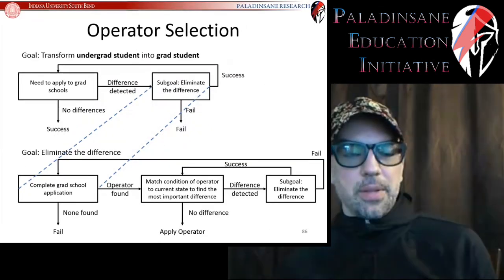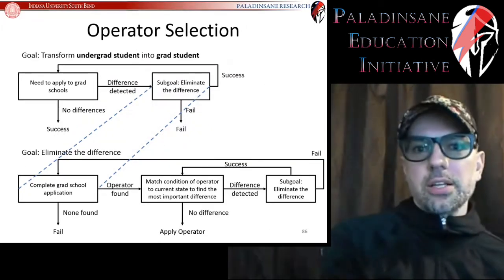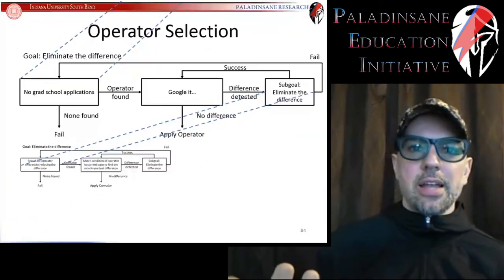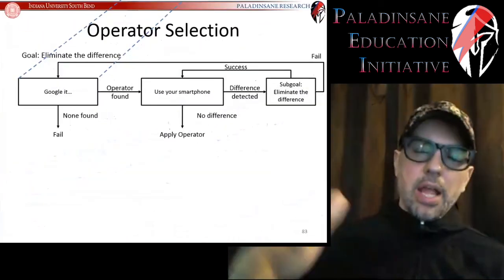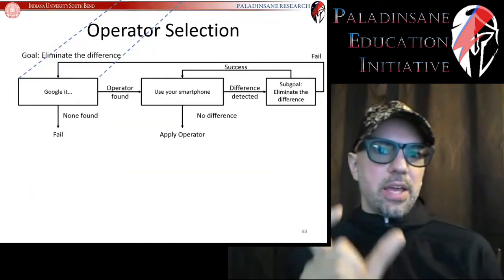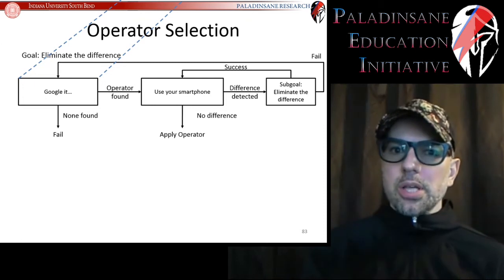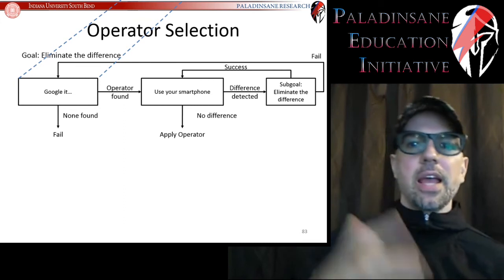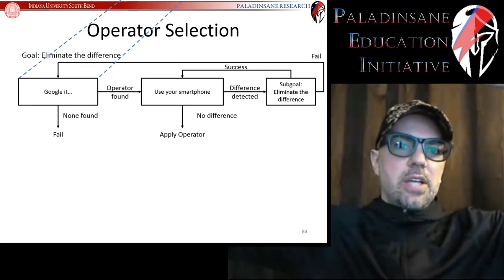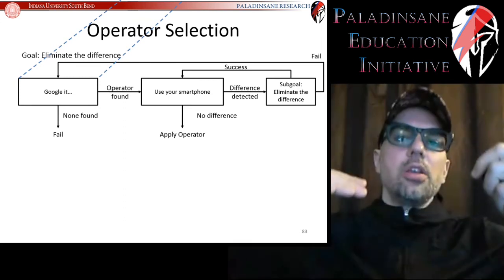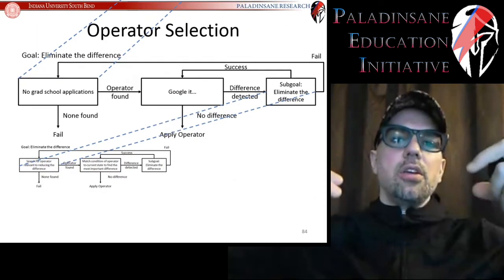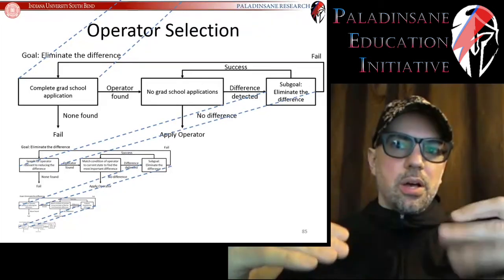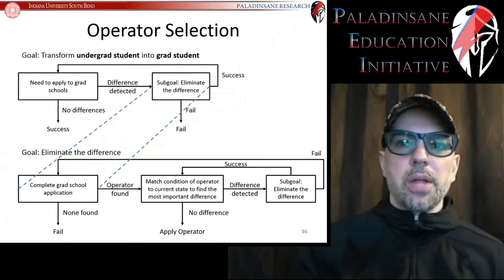Once you completed grad school applications, that gets you to applying to grad school. So you can see in this means-end analysis, you kept breaking down the goal, identifying the biggest difference until you came to a sub-goal that you could solve. Use your smartphone. That you can solve. And then again, that led you back up the entire chain, because once you got your smartphone, you could have Googled it. Once you can Google it, you can find grad school applications. Once you find grad school applications, you can complete those. And once you complete them, you can apply to grad school.